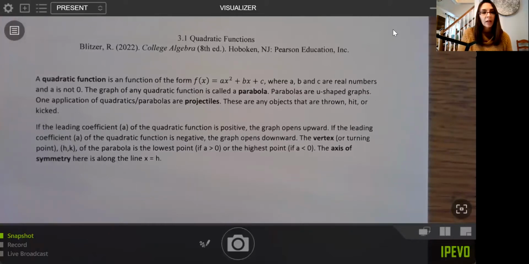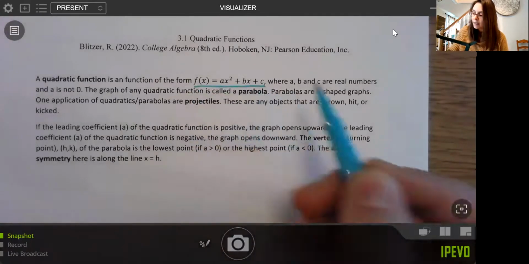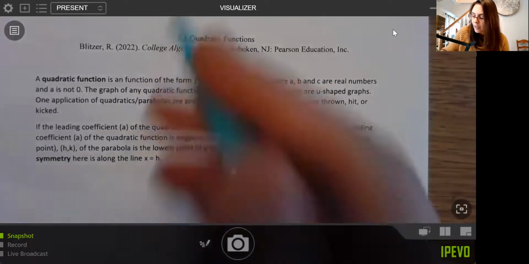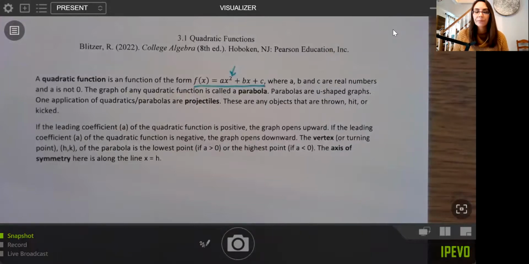So a quadratic function is a function of the form f of x equals ax squared plus bx plus c, where a, b, and c are real numbers and a is not zero. So a not being zero just means that you actually do have a square term there as your highest power.